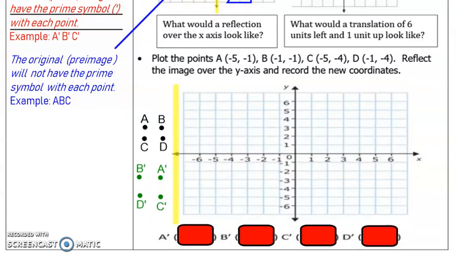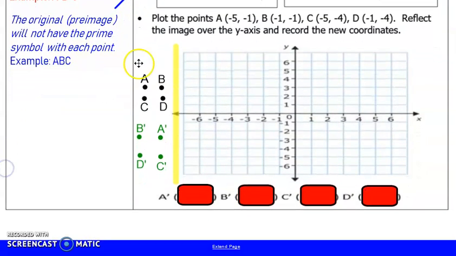Let's move on to the next example. It says we're going to plot points A, B, C, and D, and then reflect the image over the y-axis and record the new coordinates. I want to highlight the y-axis so that it really stands out to us, since that's what we're going to reflect over. And we need to plot the original points so that we can see what we're reflecting. It says point A is at -5, -1. You can just take your pencil. I'm going to go to the origin, and if my x value is -5, I'm going to move left 5. And if my y value is -1, that means I'm going to move down 1.